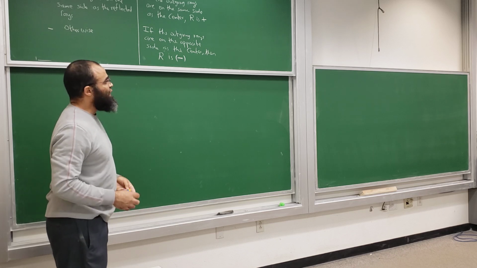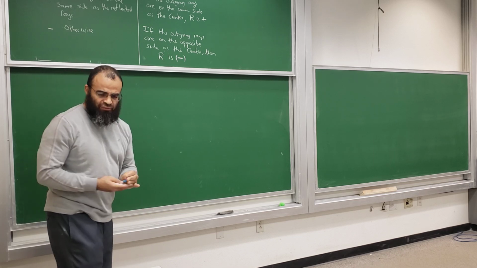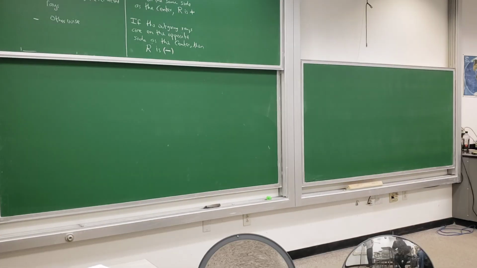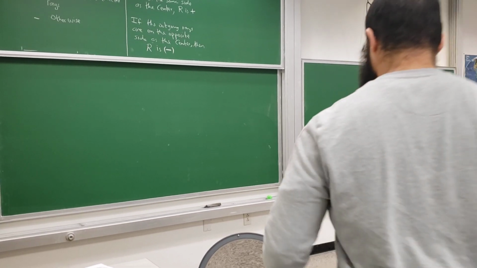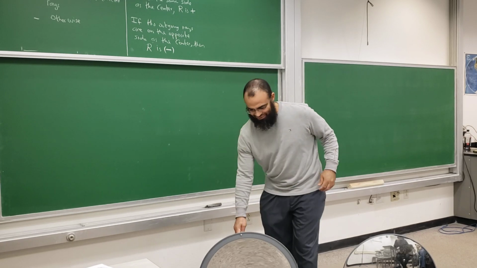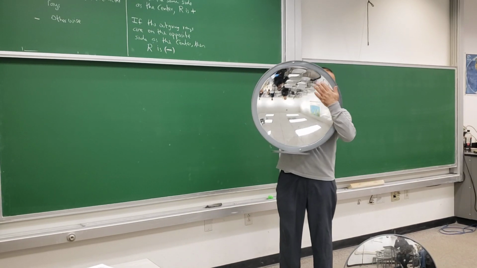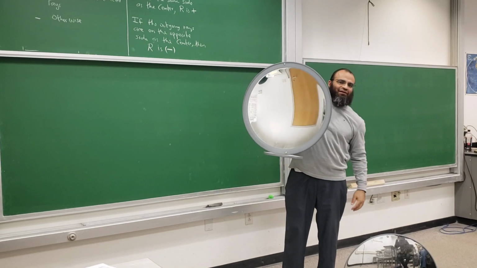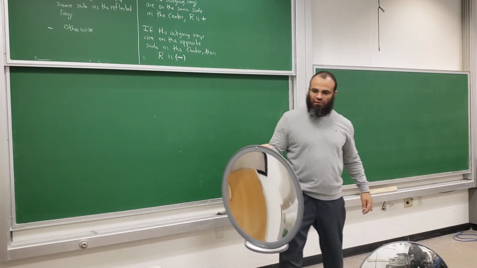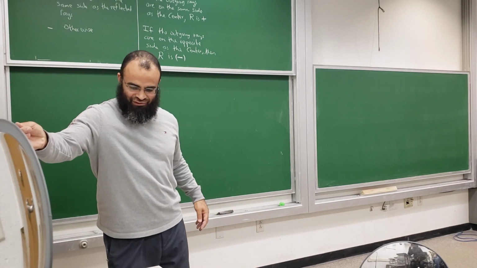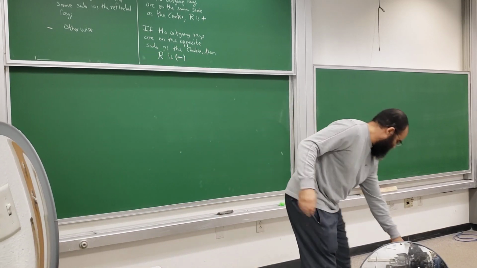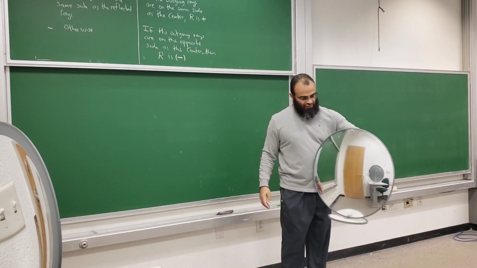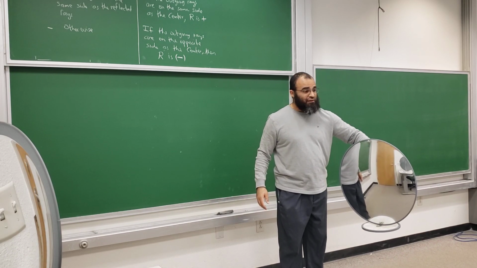The next thing, let me show you what concave and convex mirrors are. So this is a concave, right? This is the reflecting side. If you continue, you get a sphere this way. And then the convex. This is convex. That's the reflecting side.